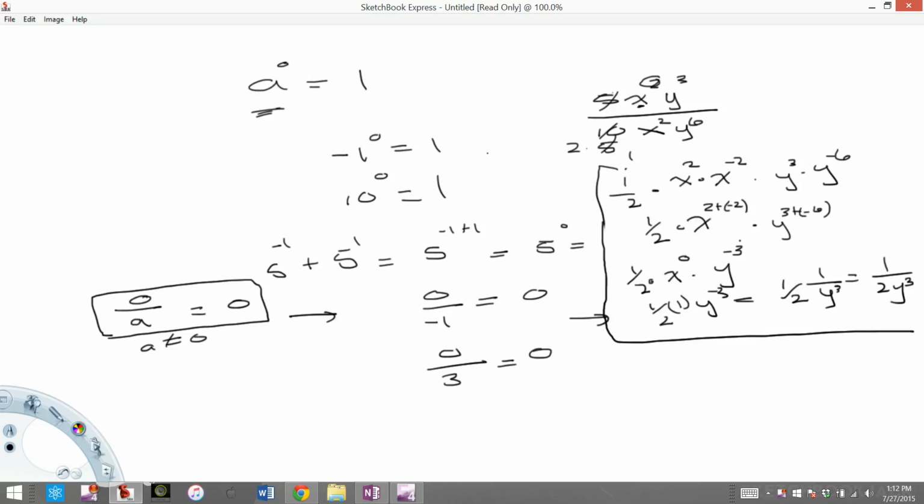A to the 0 equals 1, and that's what we got here. X to the 0 is 1, right? And that's the reason why they cancel out, because they resolve into 1, right? And then 0 over any constant besides 0 is going to be 0, right? So 0 over a, not equal to 0, equals 0, right?